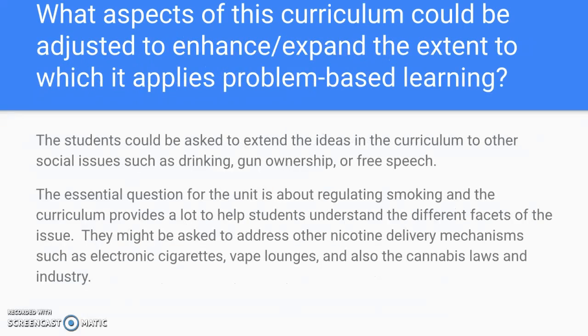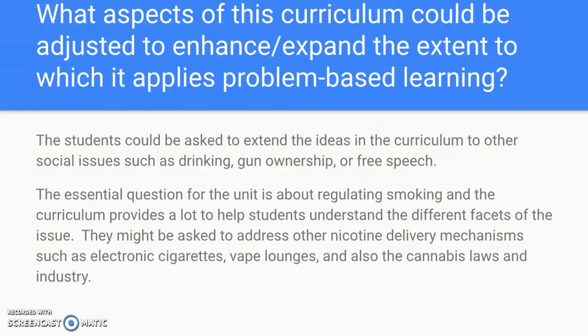What are some of the aspects that could be adjusted or enhanced or expanded to the extent to which it applies to problem-based learning? Well, I was thinking students could be asked to extend the ideas of this curriculum to other social issues such as drinking, gun ownership, or free speech, for example. But also, if they wanted to extend the unit a little bit more, I think it would be easy enough to expand it not only to smoking, but maybe other nicotine delivery mechanisms, such as electronic cigarettes, vape lounges, and also the cannabis laws and how that big industry is coming up. And so there are all sorts of social problems that can arise from that.